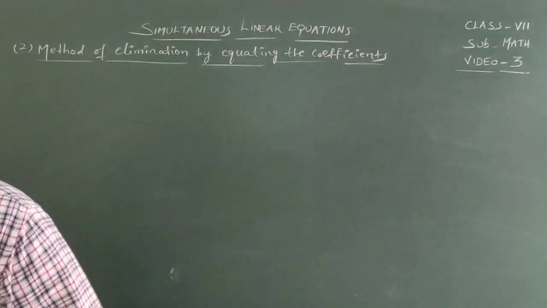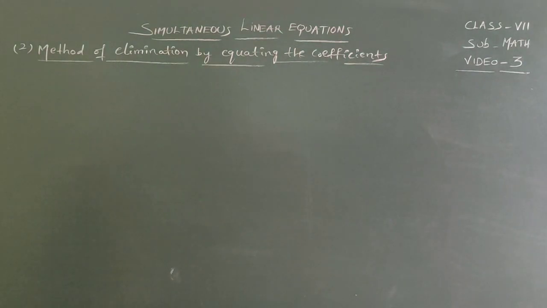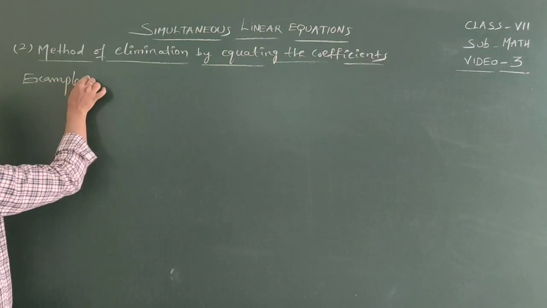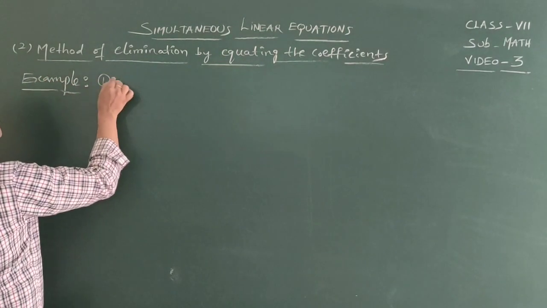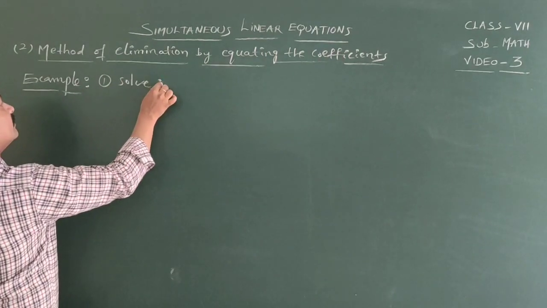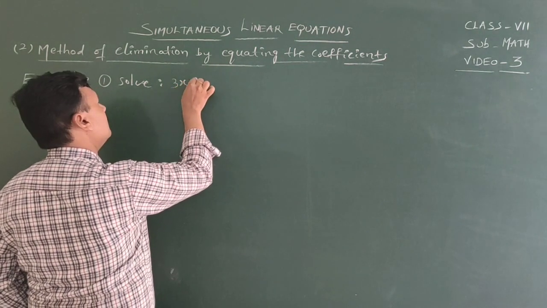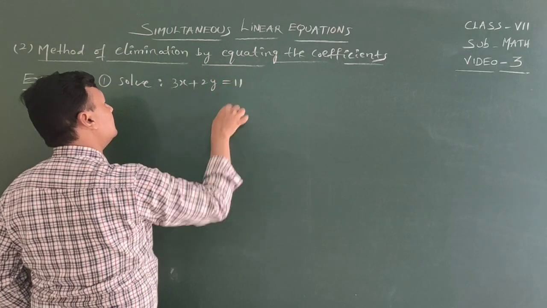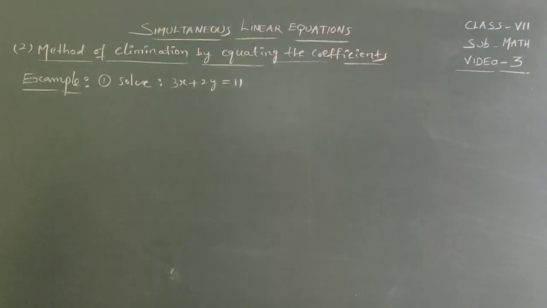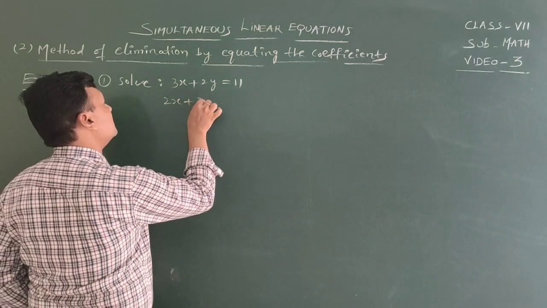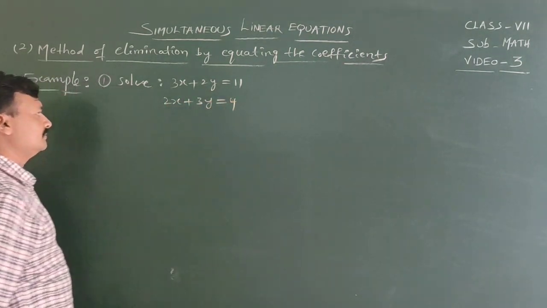Now, example, solve 3x plus 2y equal to 11 and 2x plus 3y equal to 4.